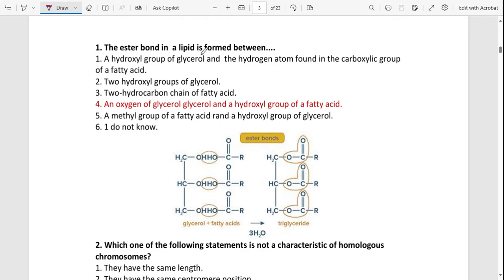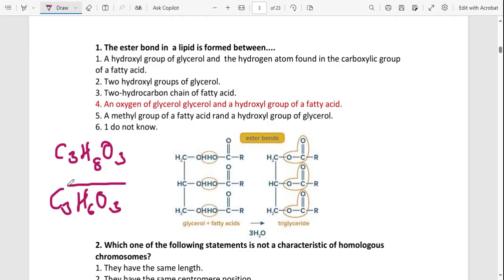The ester bond in a lipid is formed between... Now an ester bond, a lipid has got glycerol, this one. What's the structure? What's the formula for glycerol? Glycerol is C3H8O3. Please differentiate it from trioses, C3H6O3. Trioses, carbohydrates have got a ratio of carbon to hydrogen to oxygen of 1 to 2 to 1.